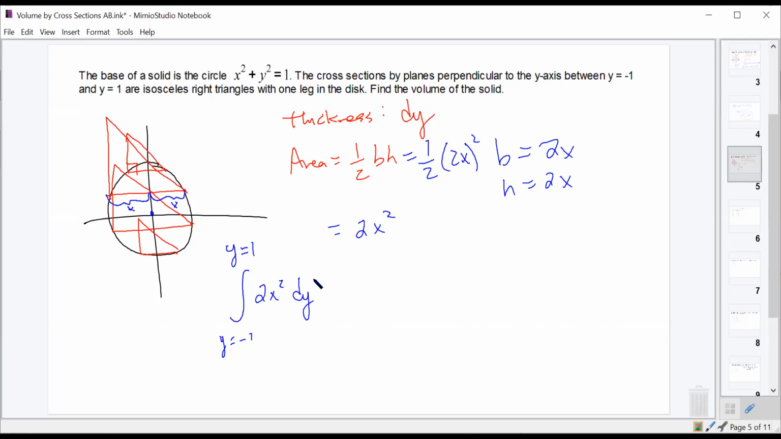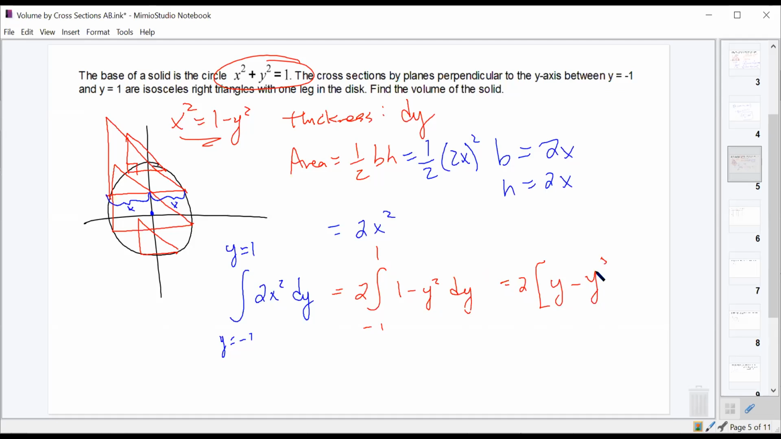So what should we do then? Try to turn the x's into y's. And we can do that pretty easily by just going back to our original equation. What does x squared equal? x squared is 1 minus y squared. So we can pull the 2 out and integrate from -1 to 1. x squared is just 1 minus y squared dy. That should now be a pretty easy integral.